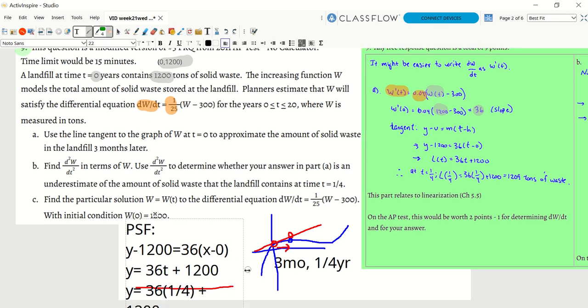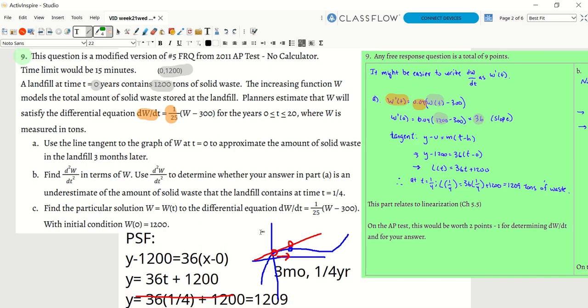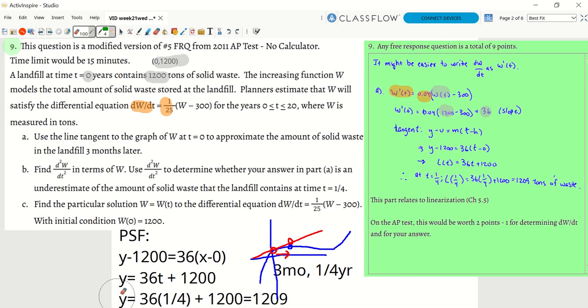And we are going to get, this is basically 9, so this is going to equal 1209, okay? That's going to be our estimate, the y-coordinate of the red dot, which is an estimation of the y-coordinate of the blue dot. And in the context of this problem, this 1209 is the tons of waste that we are estimating using the red line as the estimation. Okay? Let's go ahead and go to part B, folks.